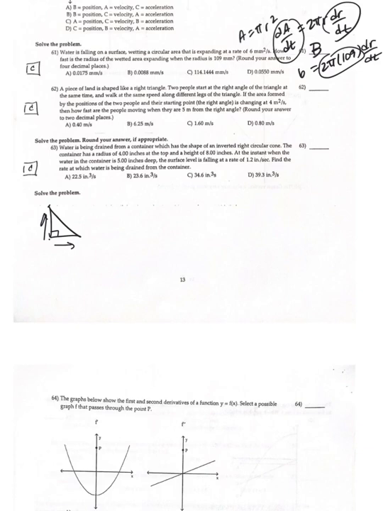Okay, what does it say? 4 meters squared per second. So that's dA/dt. So dA/dt is 4. Then it says, how fast are the people moving when they are 5 meters from the right angle?